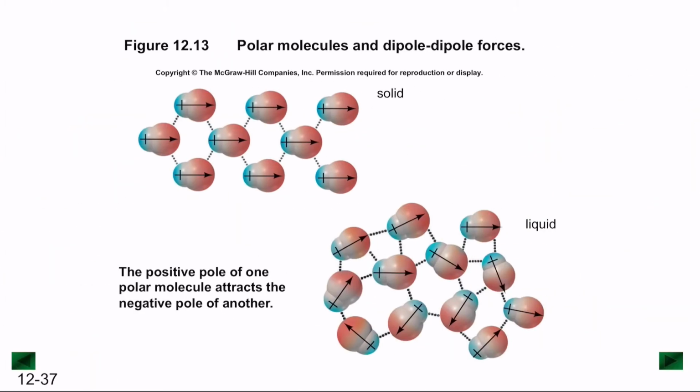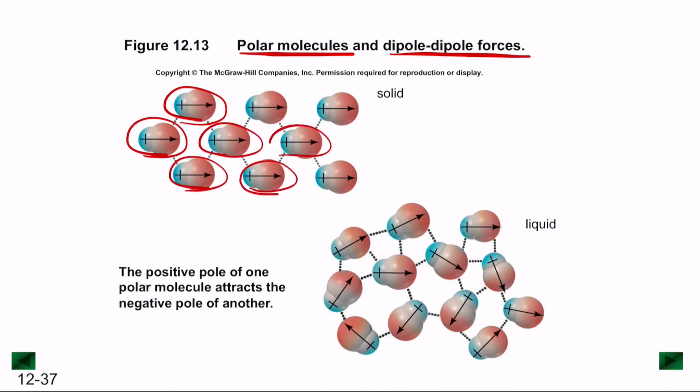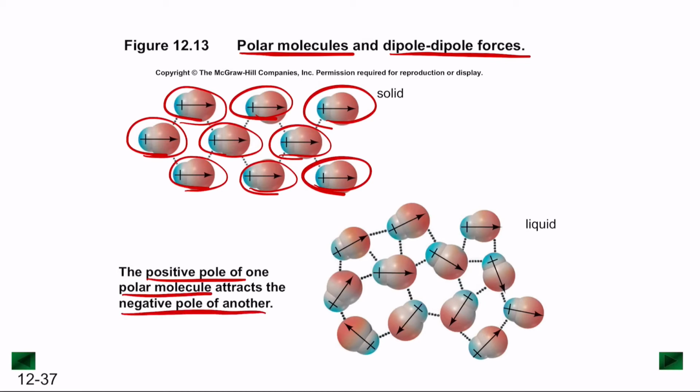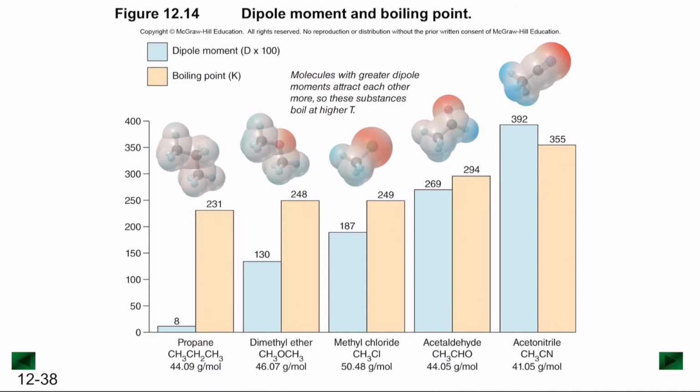Let's start with the first type, polar molecules and dipole-dipole force. When you take a solid of polar molecules, the polar molecules generally try to align their dipoles in the same direction to facilitate the structure. And always remember that the positive pole of one polar molecule attracts the negative pole of another.